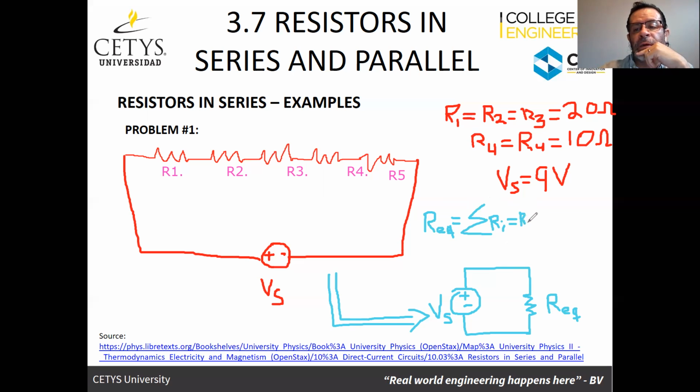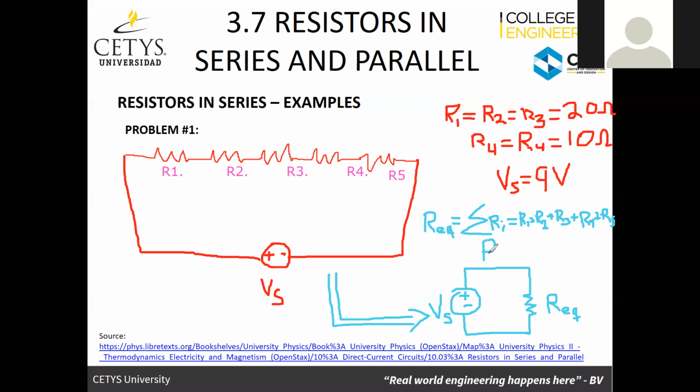Which in this case would be R1 plus R2 plus R3, plus R4 plus R5, okay? And in this case, what is this equivalent to if we do the calculation? What's the equivalent resistance then for this circuit?